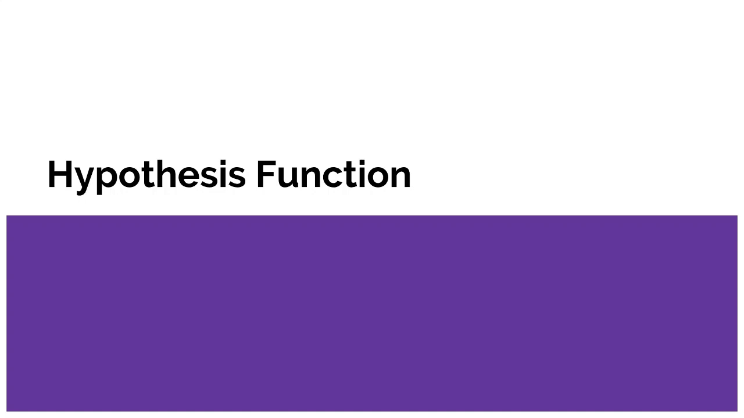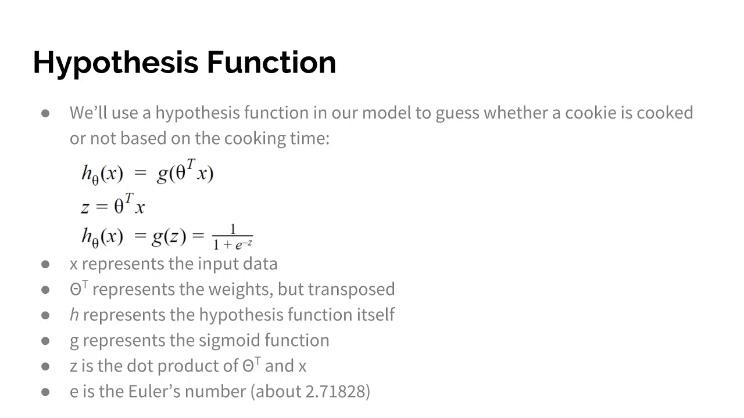In a similar fashion, we use gradient descent to optimize our model in order to get more and more accurate predictions. So the hypothesis function we use in our model to guess whether the cookie is cooked or not is altered in this scenario. So we have h theta of x being equal to g of theta transpose dot product of x. So let's represent theta transpose dot product of x with the term z. So we can simplify this expression to h theta of x is equal to g of z.